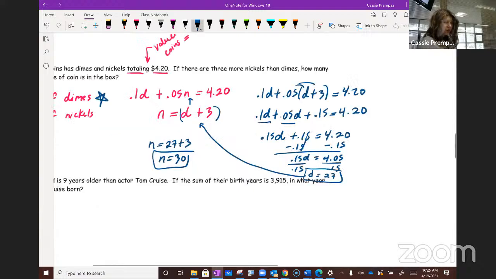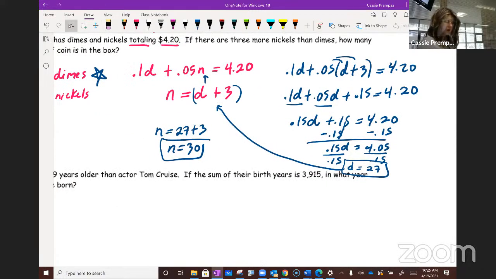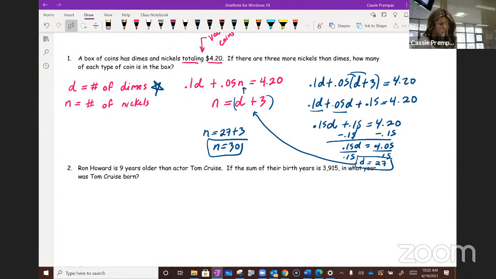Any questions on that? All right, let's try the next one. Ron Howard is 9 years older than actor Tom Cruise. If the sum of their birth years is 3,915, in what year was Tom Cruise born? Okay, let's define our variables. We've got Tom Cruise. Let's use T for Tom and R for Ron Howard.